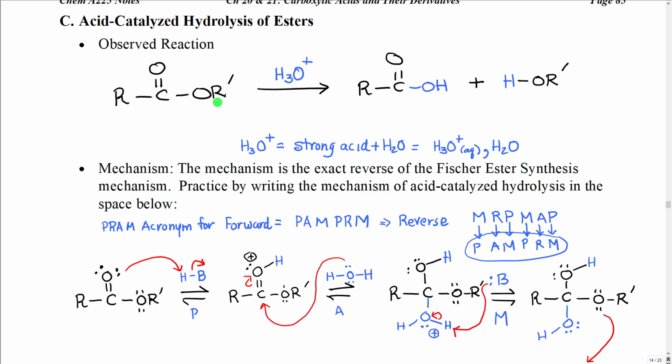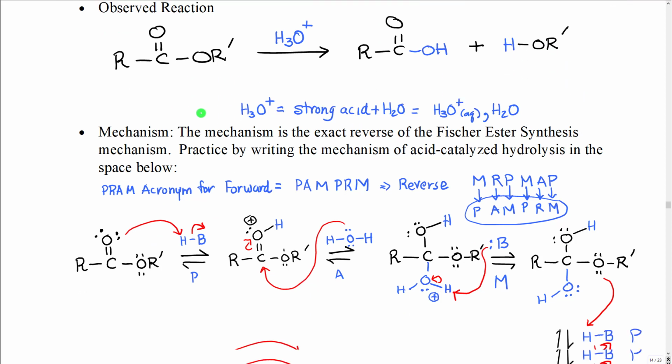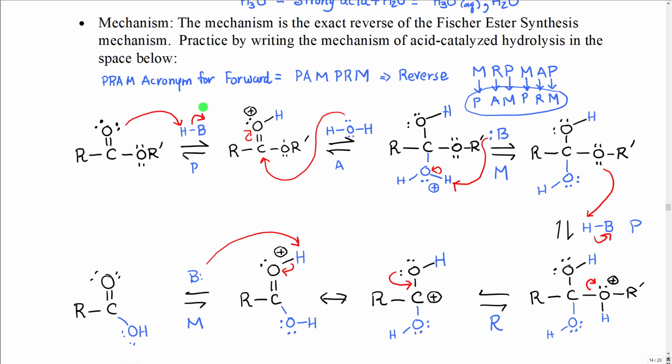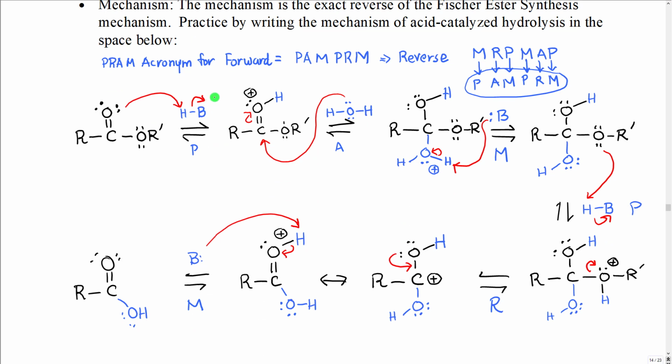In this case then, what we would see is that the oxygen of one of the waters would come over and it would replace the OR prime, the alkoxy group. The alkoxy group would be removed and protonated. So we would get a carboxylic acid and an alcohol. The mechanism of this reaction is essentially the exact reverse of the mechanism of the Fischer ester synthesis that we discussed above.